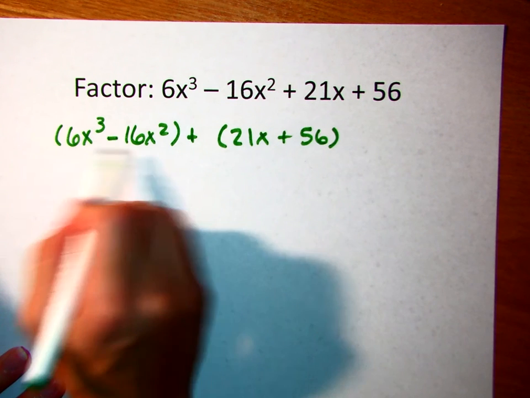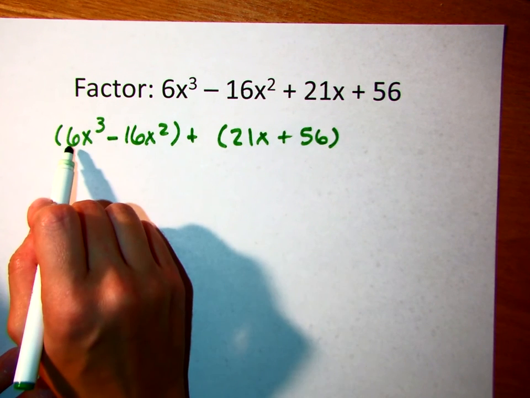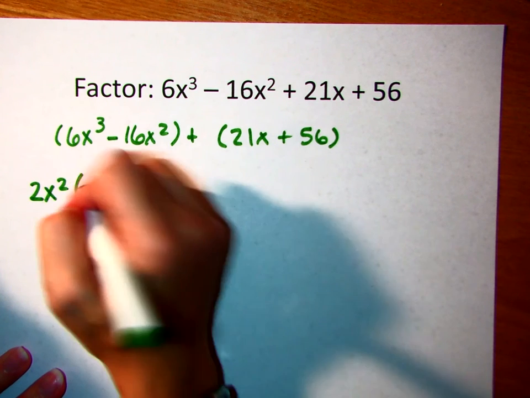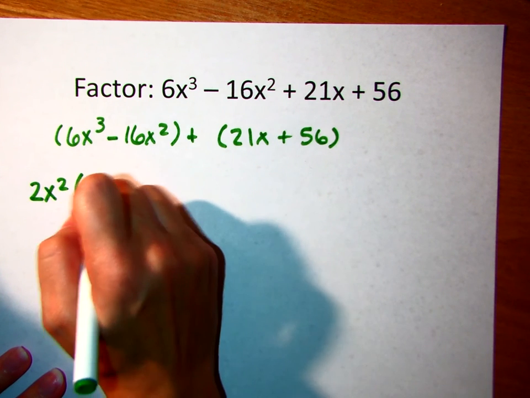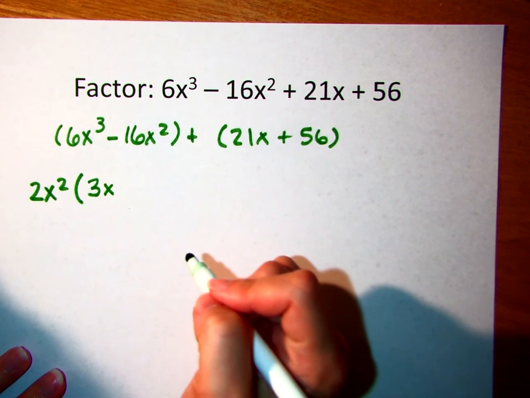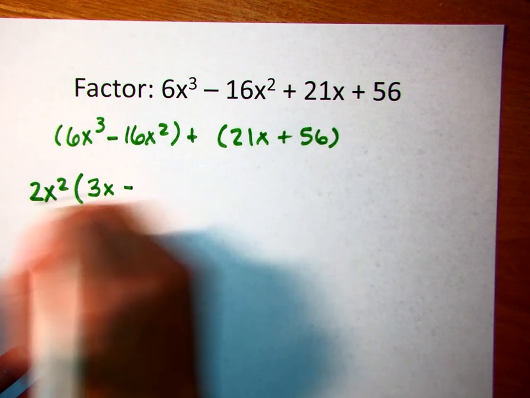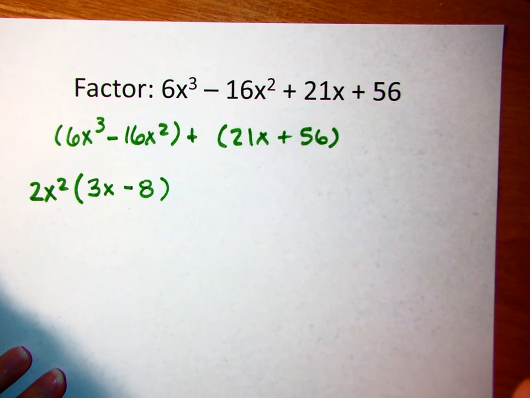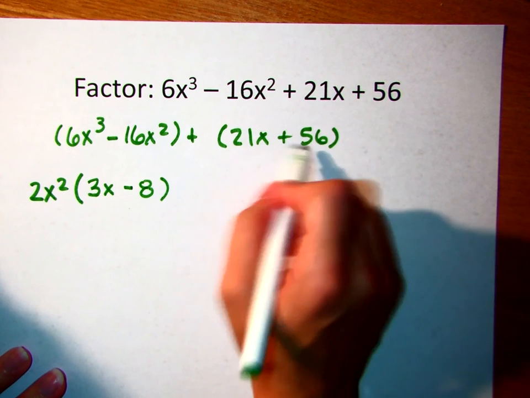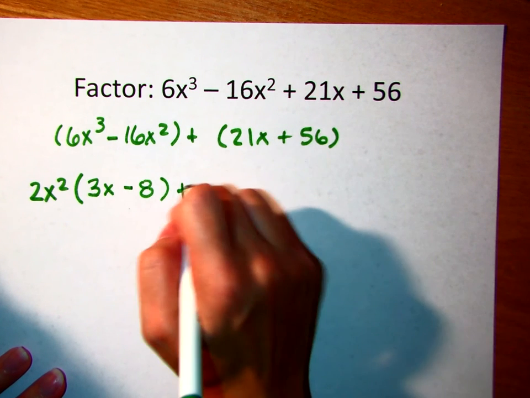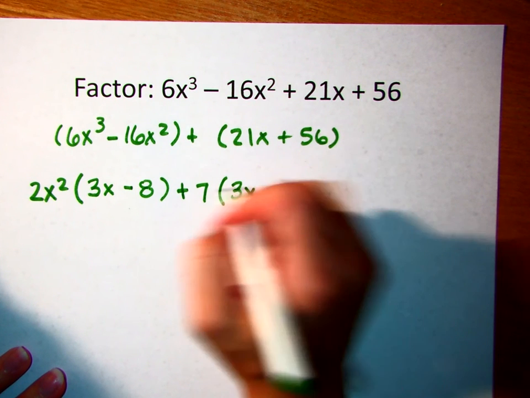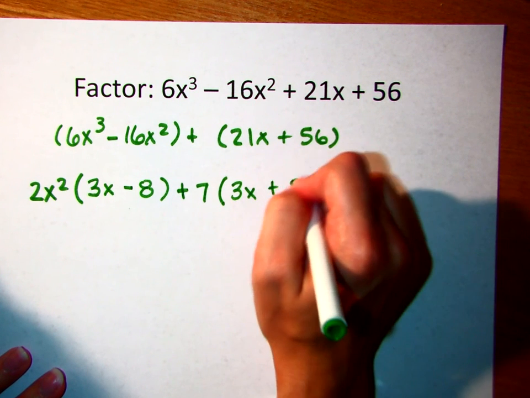So I see out of the first one here, I can take a 2 out, and that can be a 2x squared, which would be 2x squared times 3x gives me that 6x cubed. And then I would have 2x squared times negative 8 would give me the negative 16x squared. Then here, it looks like the largest number I can divide out, the GCF, would be 7. So 7 times 3x gives me 21x, and 7 times 8 gives me 56.